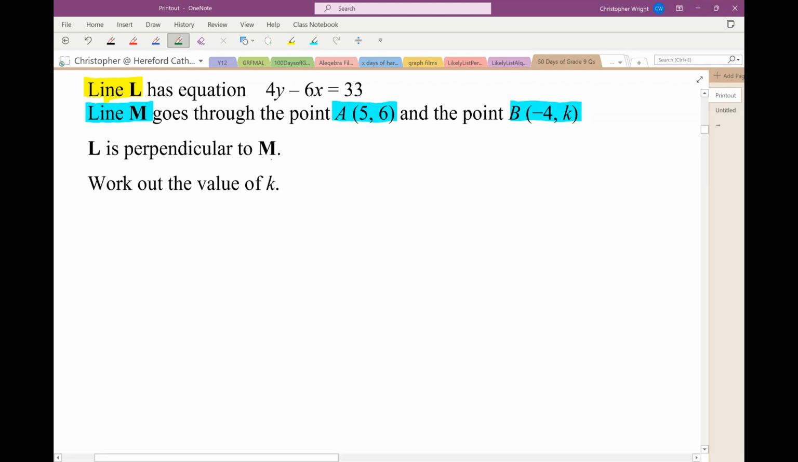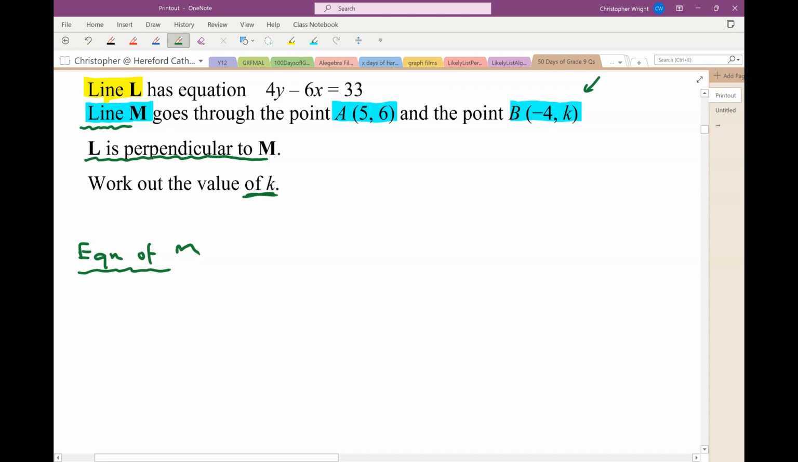L and M are perpendicular to each other. Work out the value of K. So I've got to work out the value of K. It would be useful, wouldn't it, if I knew the equation of line M. If I could find the equation of M, then I can easily find the value of K because it's the y coordinate when x is minus 4. So I really need to find out the equation of M.